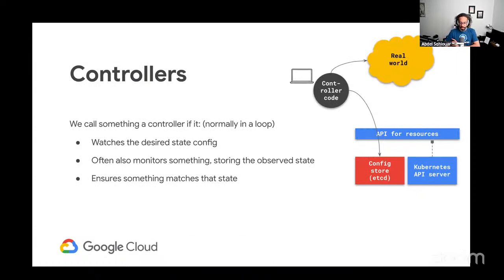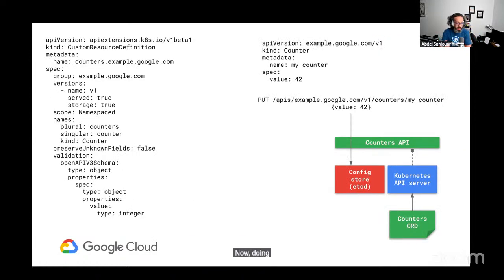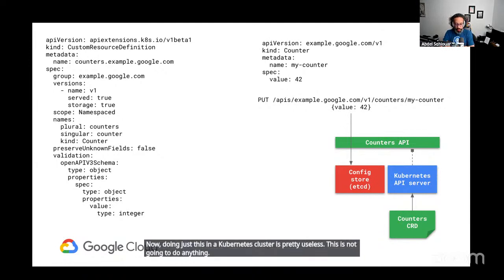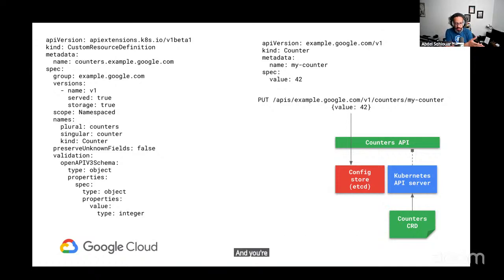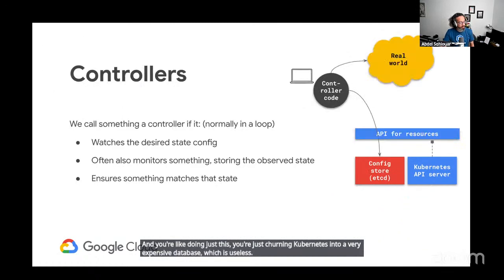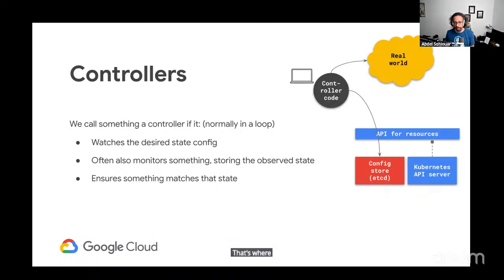Now, doing just this in a Kubernetes cluster is pretty useless. This is not going to do anything. You would just be storing random objects into etcd. You're just turning Kubernetes into a very expensive database, which is useless. That's where controllers come into play.